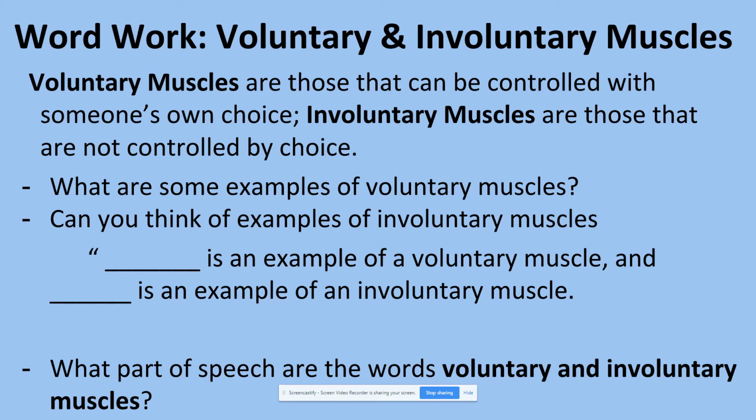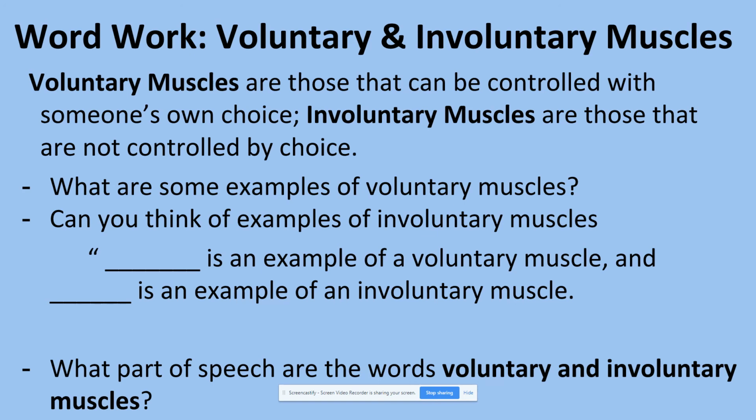So think about some other examples of maybe voluntary muscles or involuntary muscles. You have the sentence, blank is an example of a voluntary muscle, and blank is an example of an involuntary muscle. Can you think of those?